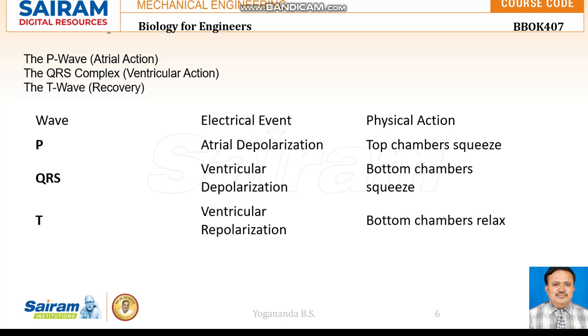So P, atrial depolarization: the top chambers get squeezed. Then QRS shows the ventricular depolarization, that is the bottom part of the heart: the bottom chambers get squeezed. Then the T wave represents the repolarization of the ventricles, that is the bottom chambers get relaxed.